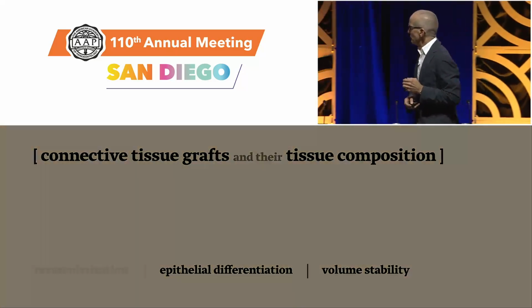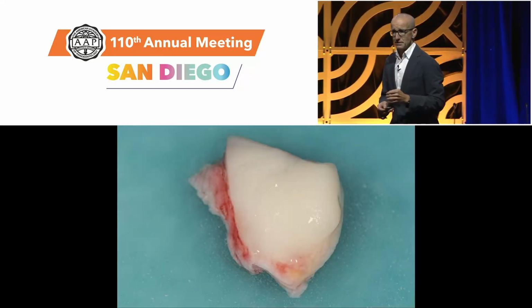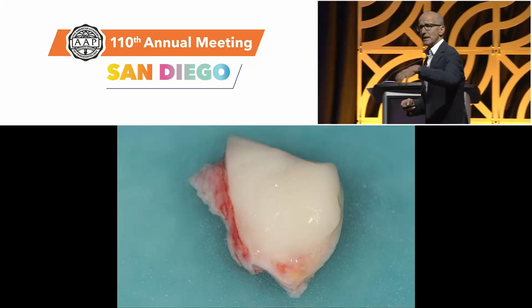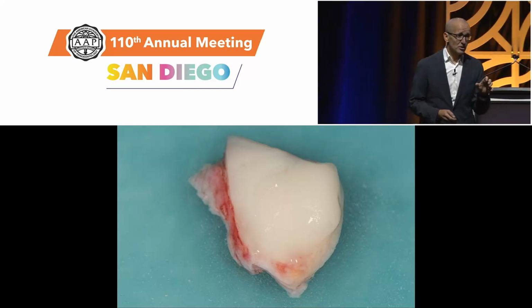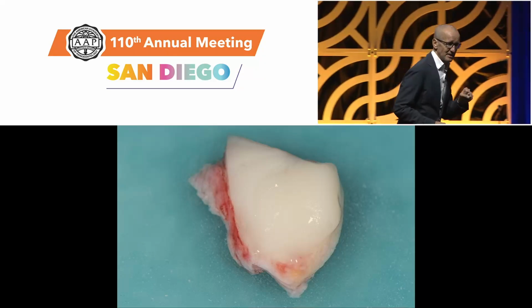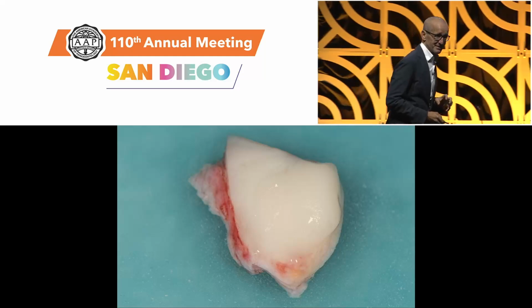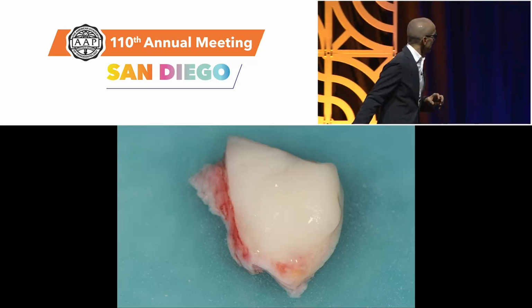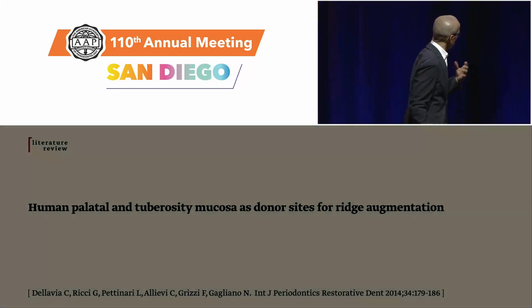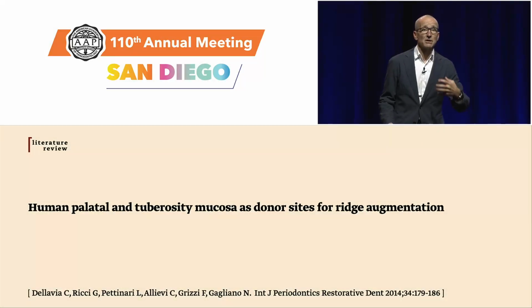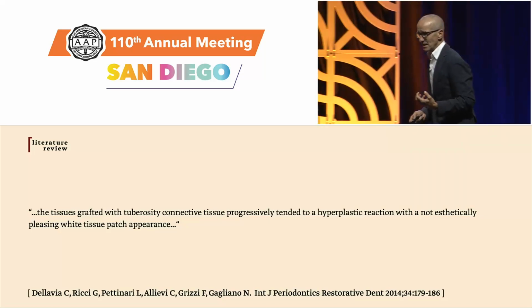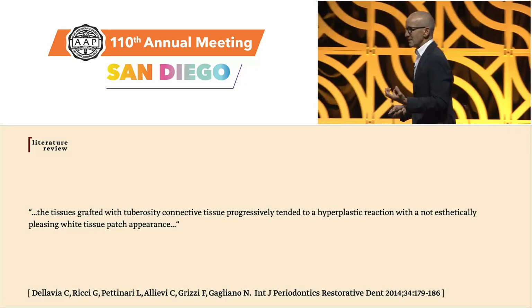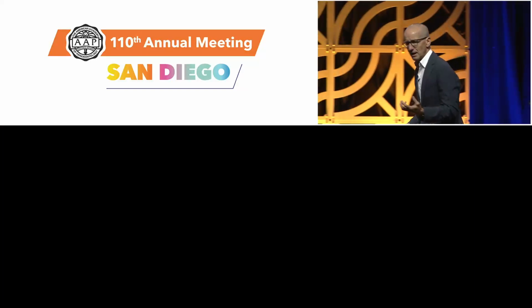The same is true for volume stability, and we heard this before. It's quite evident that harvesting superficially, we get a lot of stability. One graft that has not a good reputation in this sense is the tuberosity graft. Not only by clinical experience, also in the literature, more and more it becomes evident that this graft has a tendency for hyperplastic reactions. Is this very often? In my clinical reality, it's very rare.